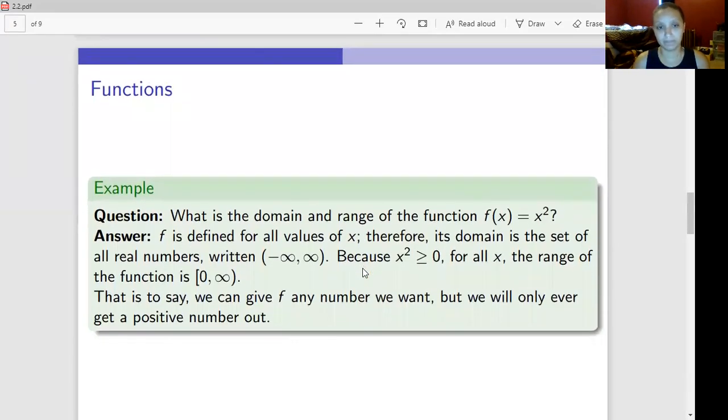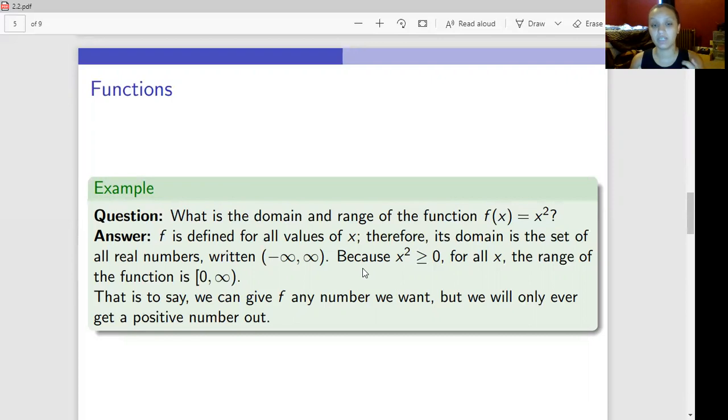So what's the formal answer? f is defined for all values of x, right? I can put in any value I want from negative infinity to positive infinity, and I'm going to get an answer out. Therefore, the domain of our function is the set of all real numbers, which is written open parenthesis, negative infinity, comma, infinity, close parenthesis. Now, because x squared is always going to be greater than or equal to 0 for all x, the range of our function is open bracket 0, comma, infinity, close parenthesis.